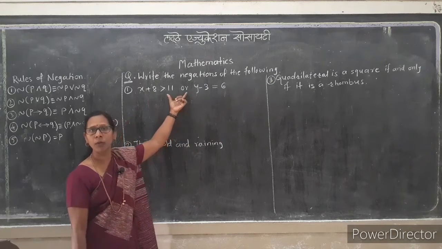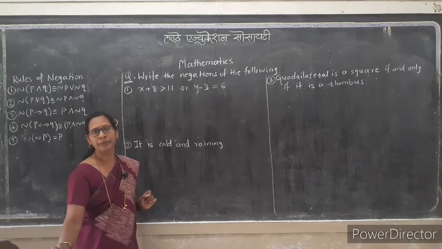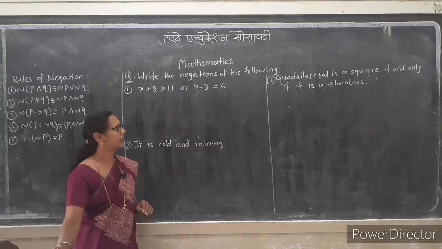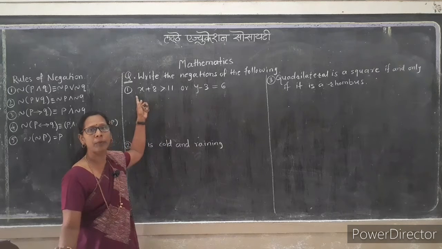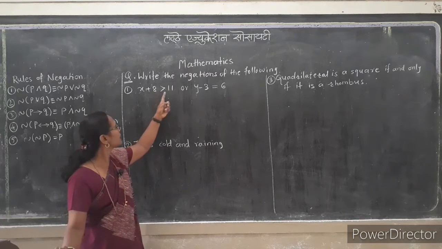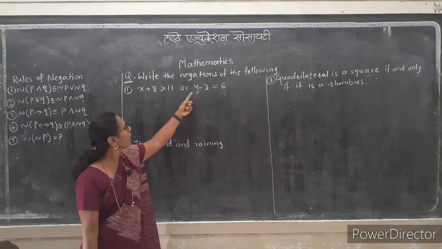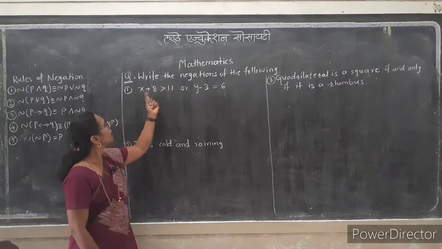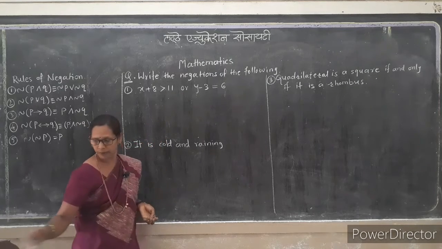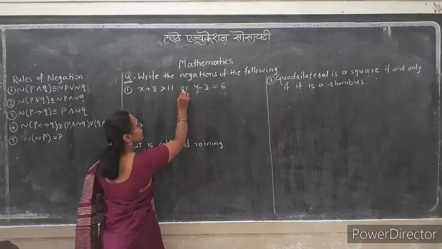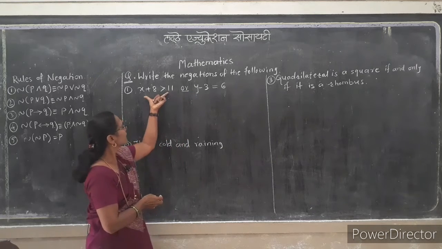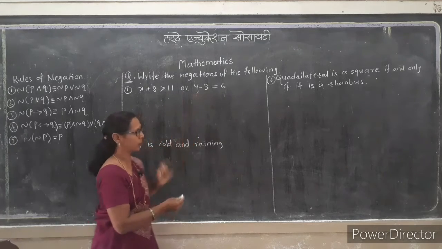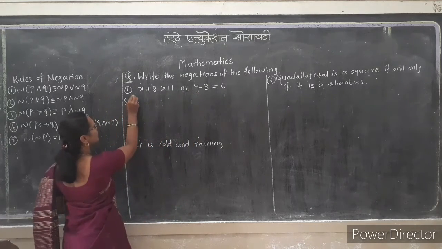You have to give one word, logical phrase, and, or, if then, if and only if, etc. Now here the first example is: x plus 8 is greater than 11 or y minus 3 equal to 6. Here the connective is or. The first statement is statement P, the second is statement Q. Therefore, we write the solution here.